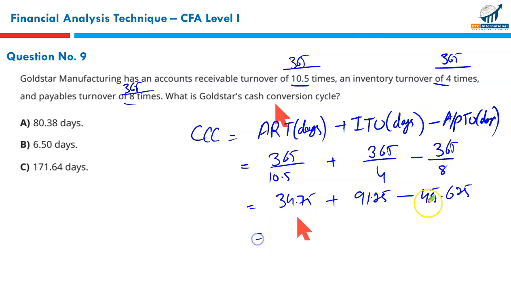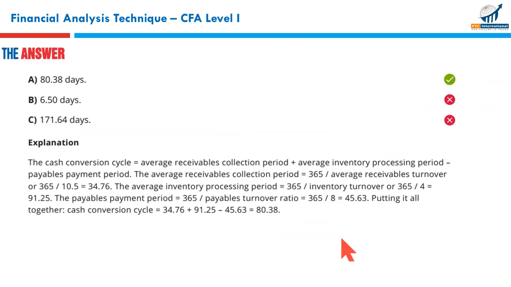So summing this up, or simplifying this, should give you the net answer. It's 80.38, which is the exact answer, A, right? This is the quickest way. Don't do them separately and then plug into the formula. You can simply plug all the numbers in a single go and solve it in just one step. So the cash conversion cycle is 80.38 days. That makes A the correct option, and A it is.